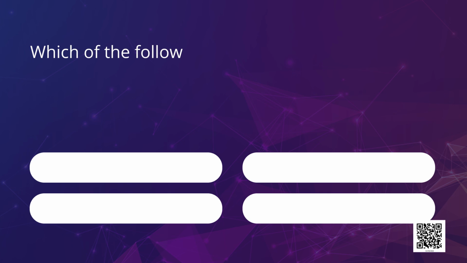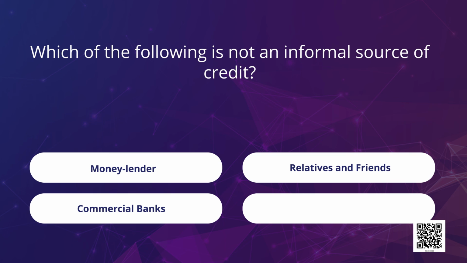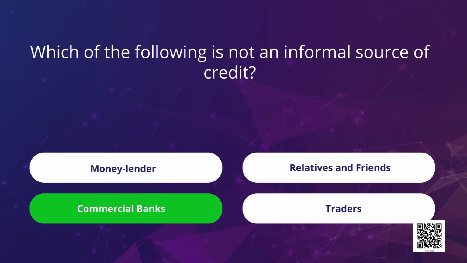Which of the following is not an informal source of credit? Money lender, relative and friends, commercial banks or traders? Correct. Commercial banks are not an informal source of credit.